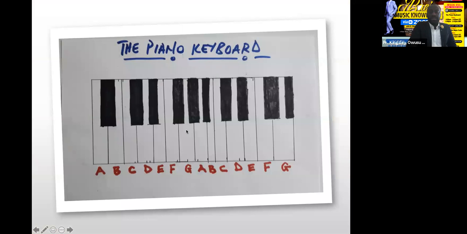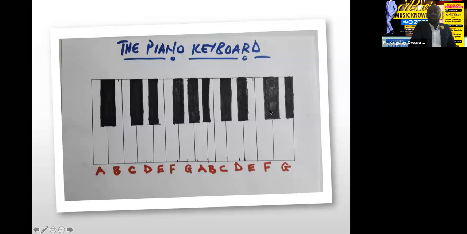Now let's look at the keyboard. From G, here is G. We have tone, tone, semitone, tone, tone. Here we have to move to F sharp, then we come back to G. From G we go tone, tone, semitone, tone, tone, tone, semitone. That is why we sharpen F with the G major scale.